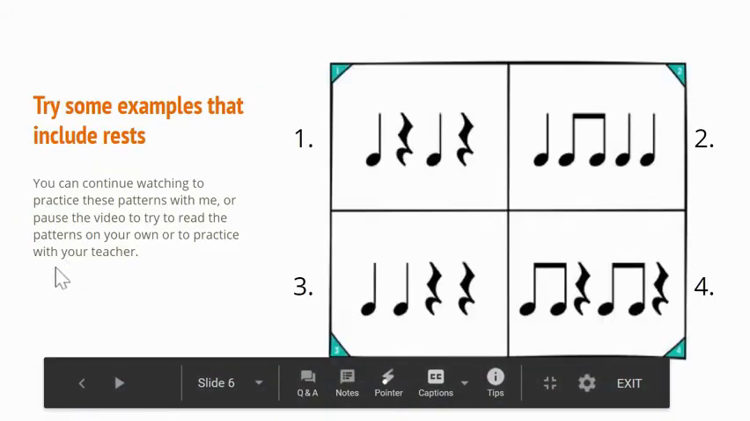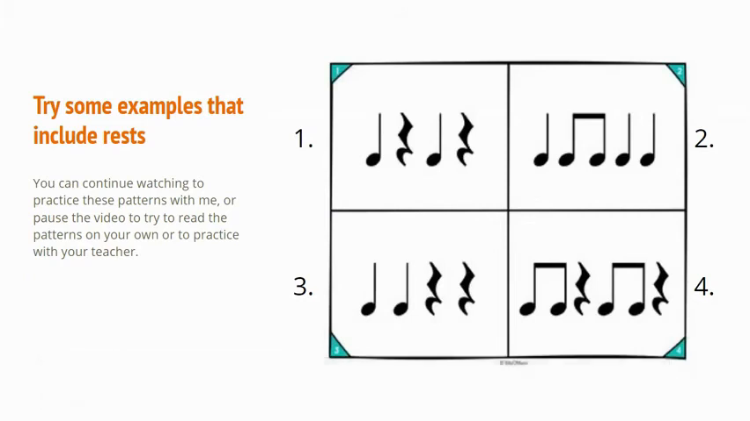So here at the end, we have a couple more examples. Some of them have rests, others have ta and ti-ti, but they're all kind of mixed up on this screen. So I want you to try these examples, some of which include the rests. You can either continue with me, and we're going to practice echoing the patterns together, or if you're brave, you can pause the video and try the patterns on your own, or you could pause the video and try them with your teacher if that's what your teacher would like you to do. So if you're doing it with me, we're going to try number 1. I'll read it first, and then I'd like you to try to echo me.